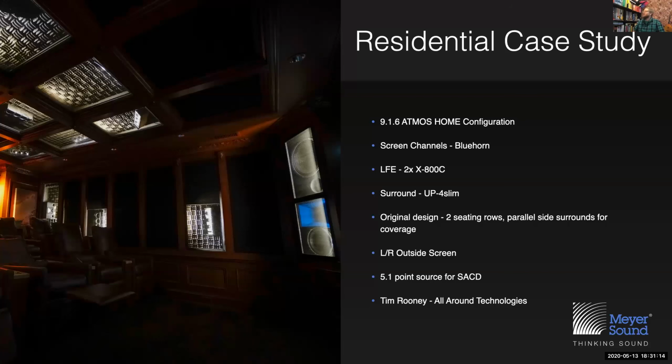Cool. So we have a case study. This is a residence that has a 916 Atmos HE configuration. Once again, we have blue horn screen channels. I really like this image because the installer did some cool lighting effects, because these are all actually behind fabric. But when the owner wants to show off the speakers, they have some cool lighting features to do that.